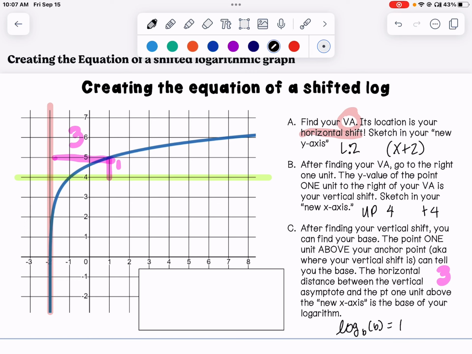Now I have all of the parts to put together my equation. So I'm going to do y equals. You can sometimes see your vertical shift in the front or the back. I'm going to put in the front 4 plus my log. The base of my log we just said was 3. And then that shift on the inside is going to be x plus 2.